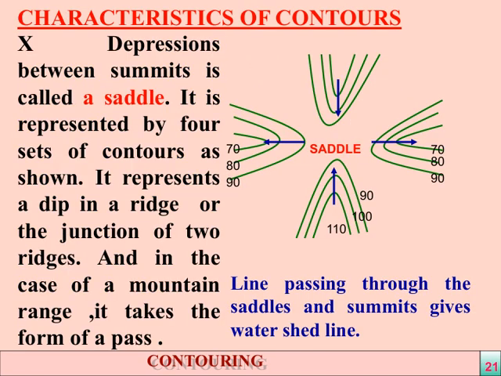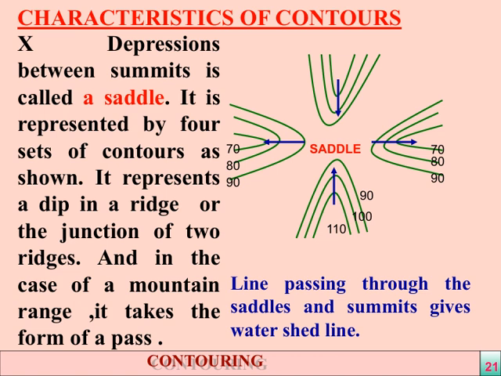Now, let's talk about a key characteristic of contours: the saddle. A saddle is essentially a depression that exists between summits, and you can think of it as a kind of dip or notch in the landscape. It's usually represented by 4 sets of contours, which you can see in the diagram. This feature often appears where 2 ridges meet or at a junction point.